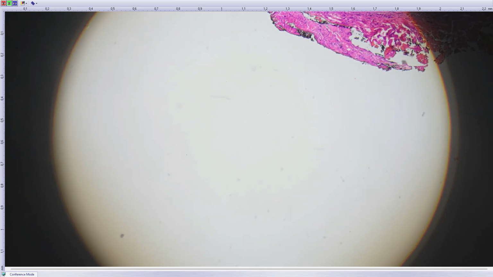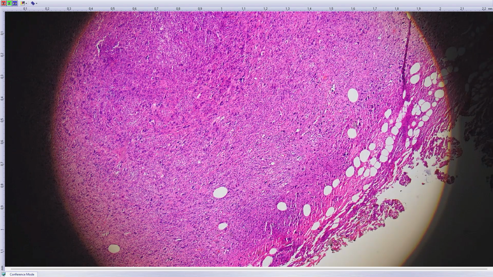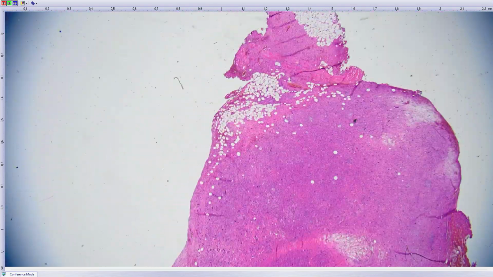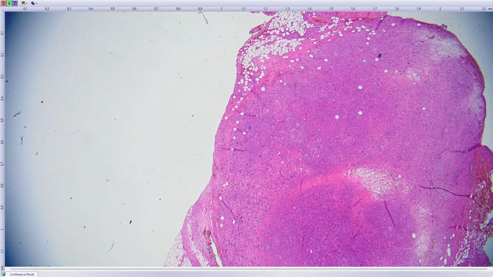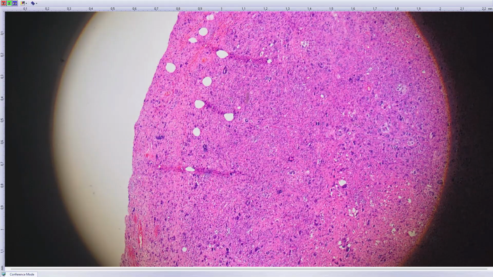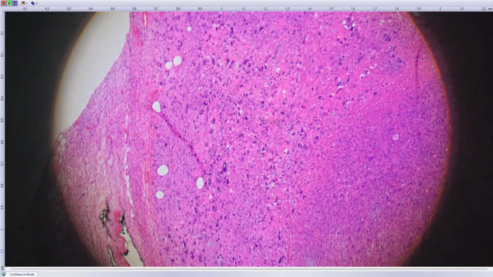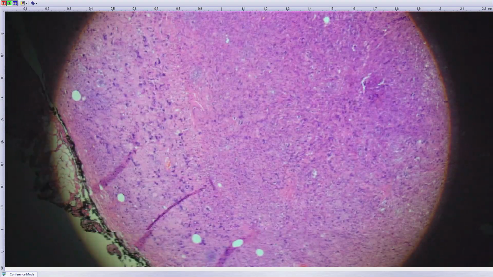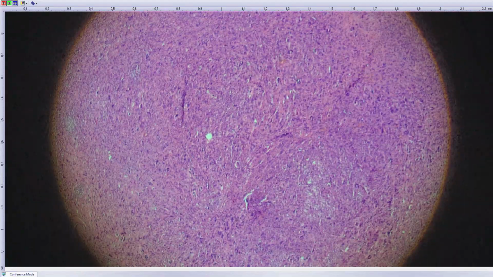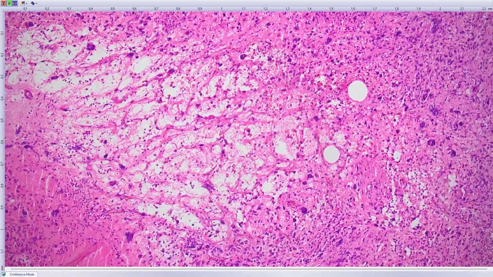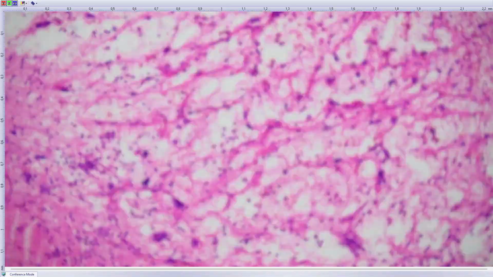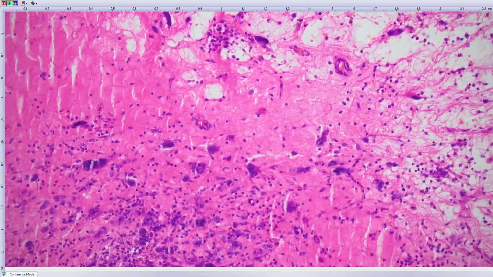Next case is a 64-year-old male with a tumor in the chest wall. So we get this highly infiltrative lesion, pretty dark on low power, so it seems it could be something aggressive. And here we can think about necrosis happening here, but probably not yet.